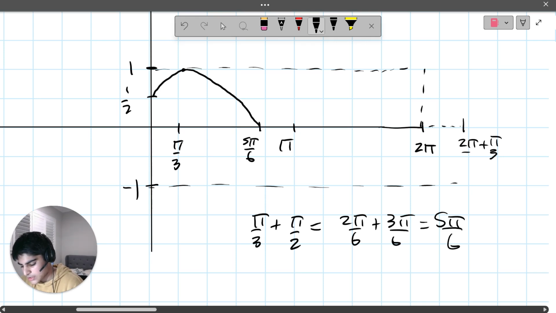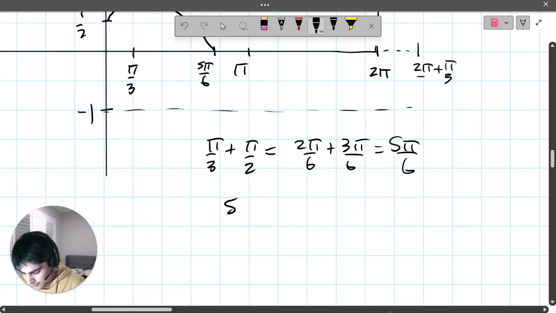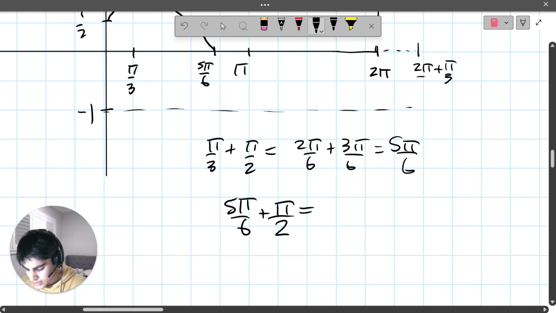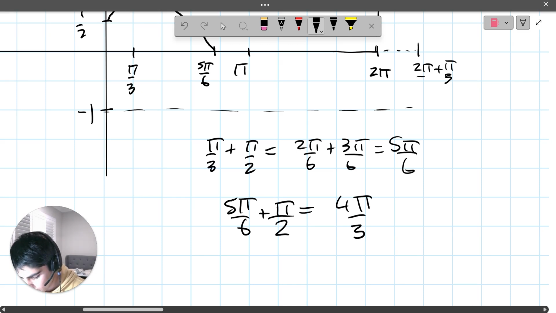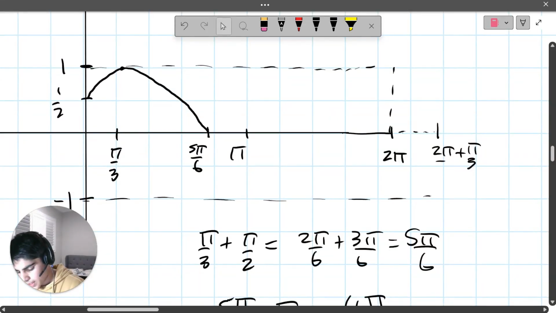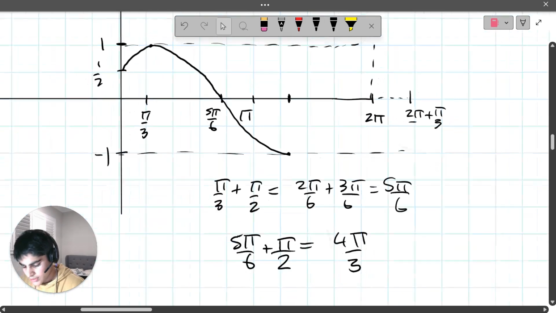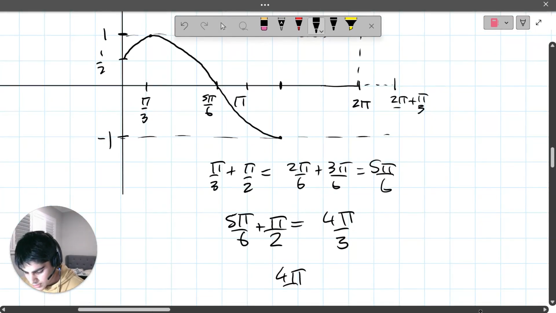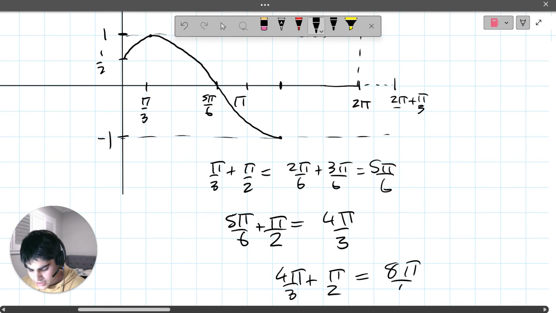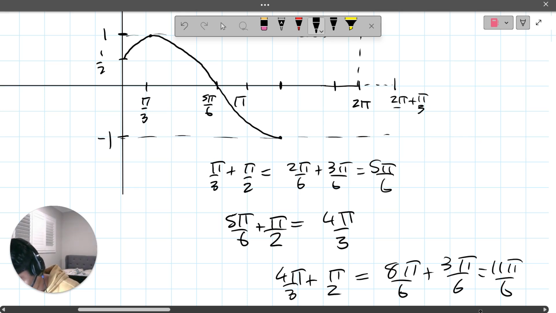5 pi on 6. Now 5 pi on 6 plus pi on 2 equals 4 pi on 3. Now 4 pi on 3 is approximately here, so we're going to sketch this down here. 4 pi on 3 plus pi on 2 equals 8 pi on 6 plus 3 pi on 6, which equals 11 pi on 6.